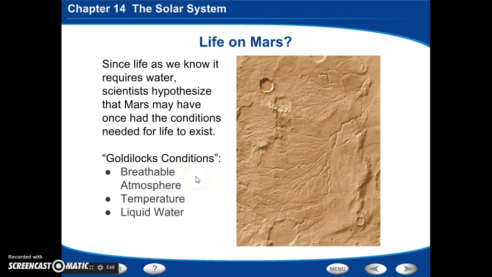The Goldilocks conditions is what you should know, the things that our life as we know it requires: a breathable atmosphere, so it has to have the right combination of gases, a temperature that we can survive at, and liquid water. And that's it.